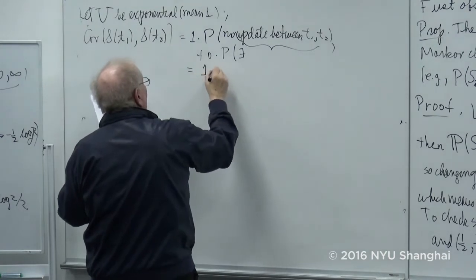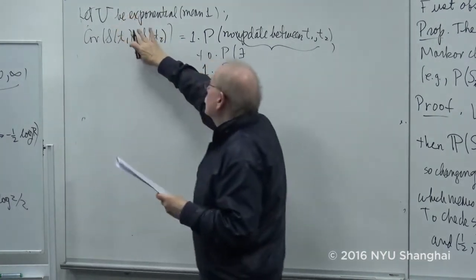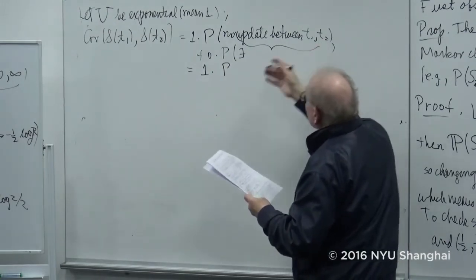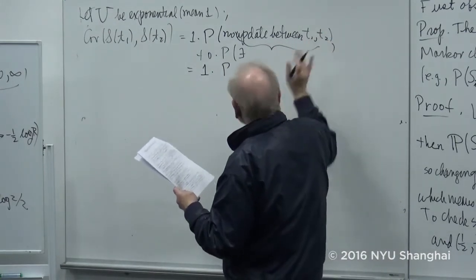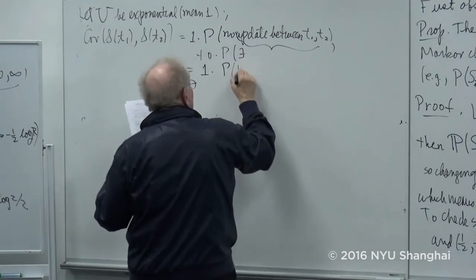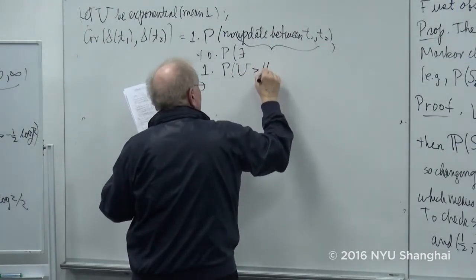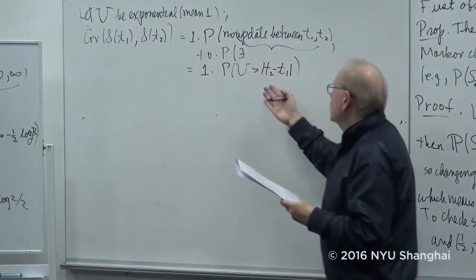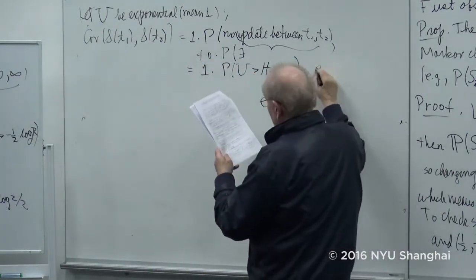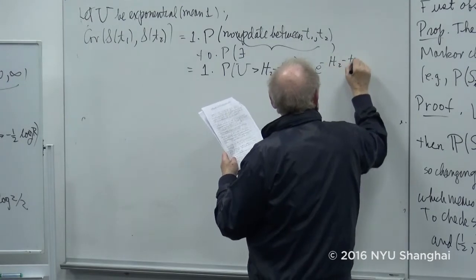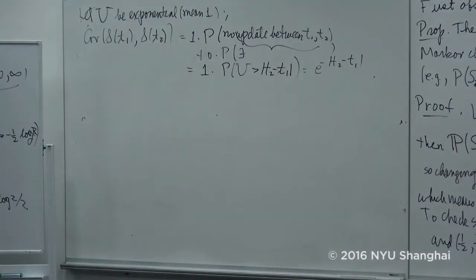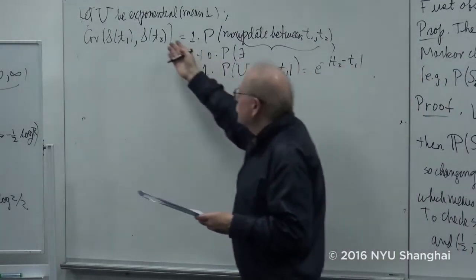Well, the probability of no update is the probability that this waiting time for an update has not happened by time t2 minus t1. U is greater than t2 minus t1, but that's an exponential with mean 1, so this is simply e to the minus (t2 minus t1). So that's a little calculation that gives you a nice simple formula for the covariance of this process.